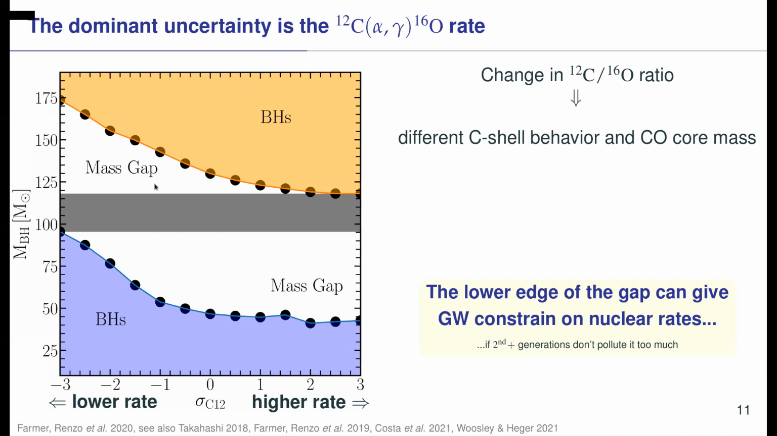But interestingly, the width of the gap is fairly robust. Both edges move in the same way. And there is a range between 100 and 130 solar masses that cannot really be reached playing only with this reaction rate. So this is interesting because, again, if you're able to detect where the edge of the gap is, we might be able to use gravitational wave detections of black holes far away in the universe to constrain nuclear physics. And again, the condition here is that we need to be able to find this gap in the data.